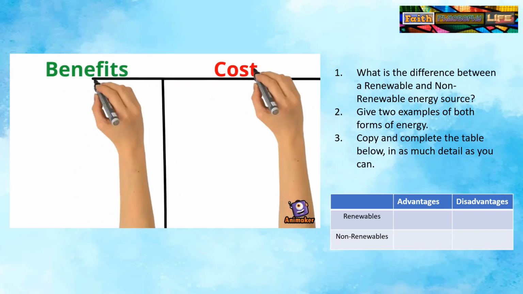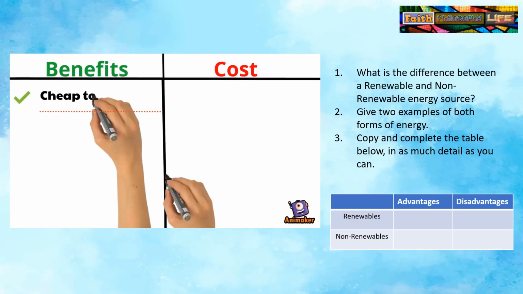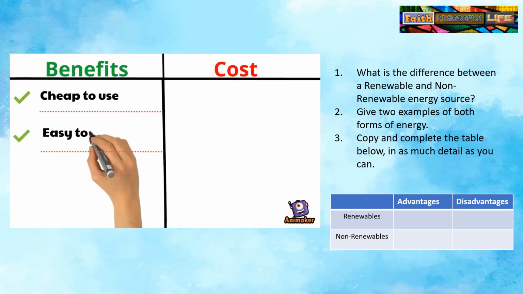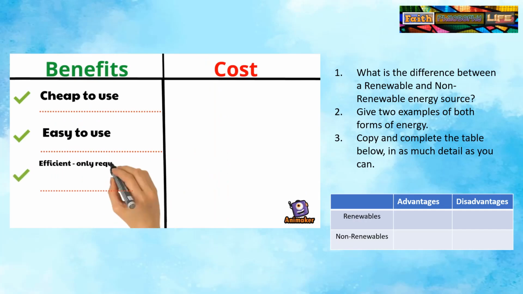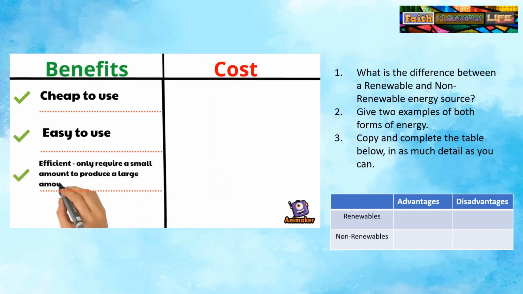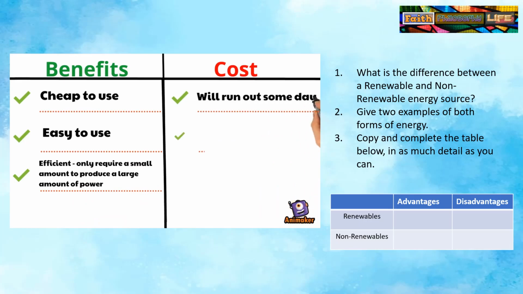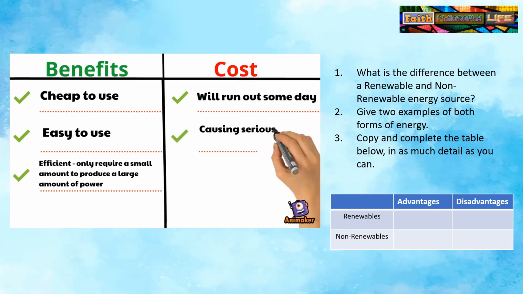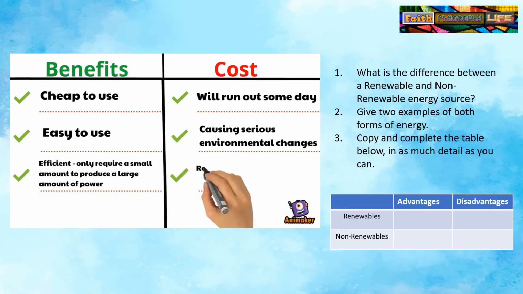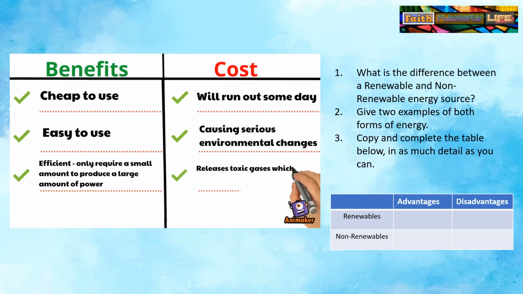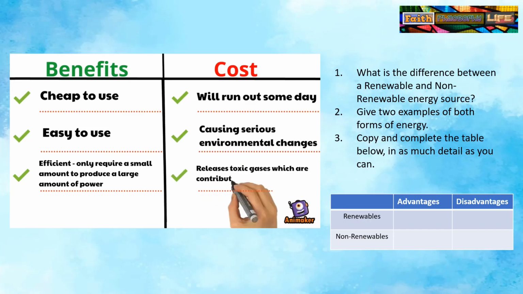The costs and benefits of non-renewable resources are: it's cheap to use, it's easy to use, it's efficient and it only requires a small amount to produce a large amount of power. The costs are: it'll run out someday, causing serious environmental changes, and it releases toxic gases which are contributing to global warming.